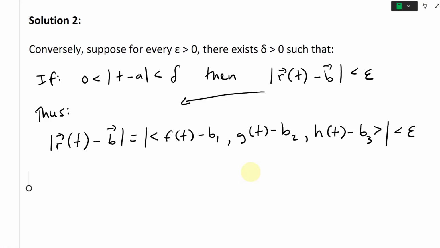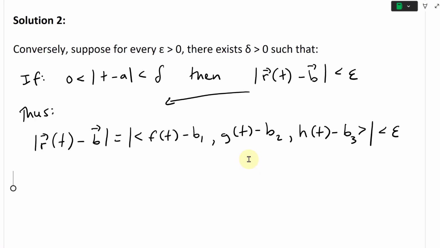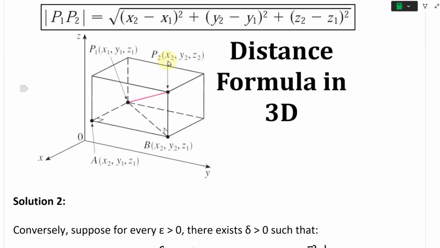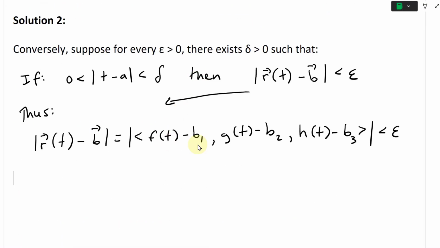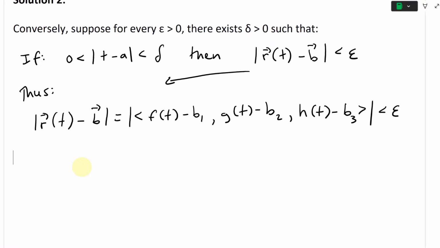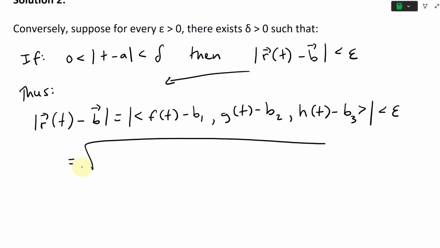Now we'll again apply the distance formula right here. So the magnitude is equal to the square root, and we put the whole thing in again.